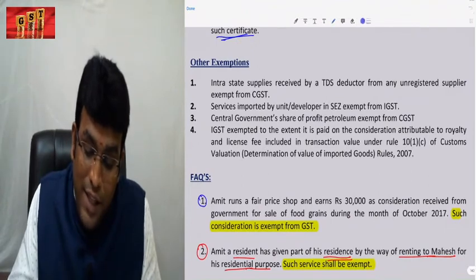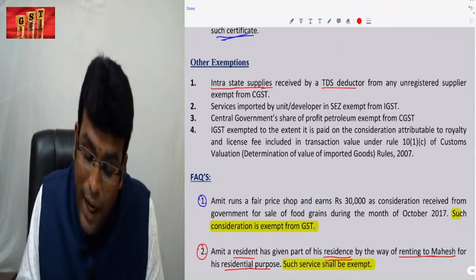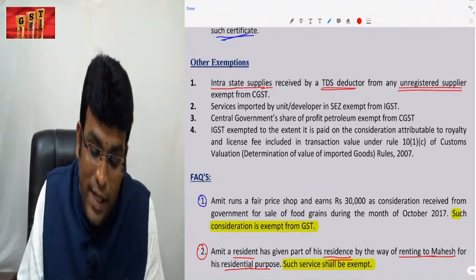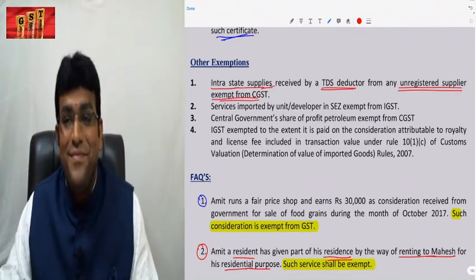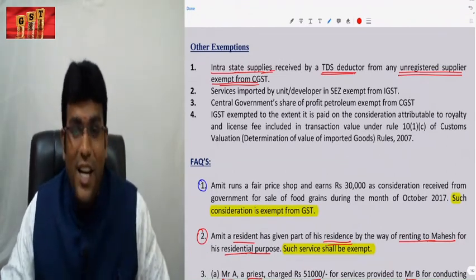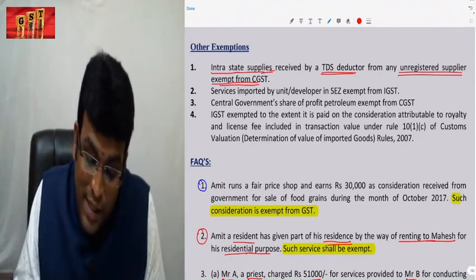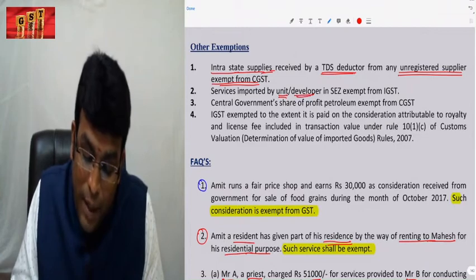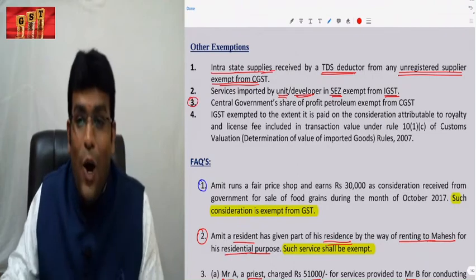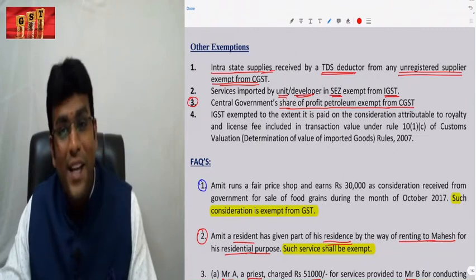Finally, other exemptions, friends. See that. Intrastate supplies received by a TDS deductor from an unregistered supplier shall be exempt from CGST. Intrastate supplies received by a TDS deductor from an unregistered supplier are exempt from GST. Same lines. Next point: services imported by a unit or a developer in SEZ are exempt from IGST. This point we already discussed a lot. Central government share of profit petroleum is exempt from CGST.